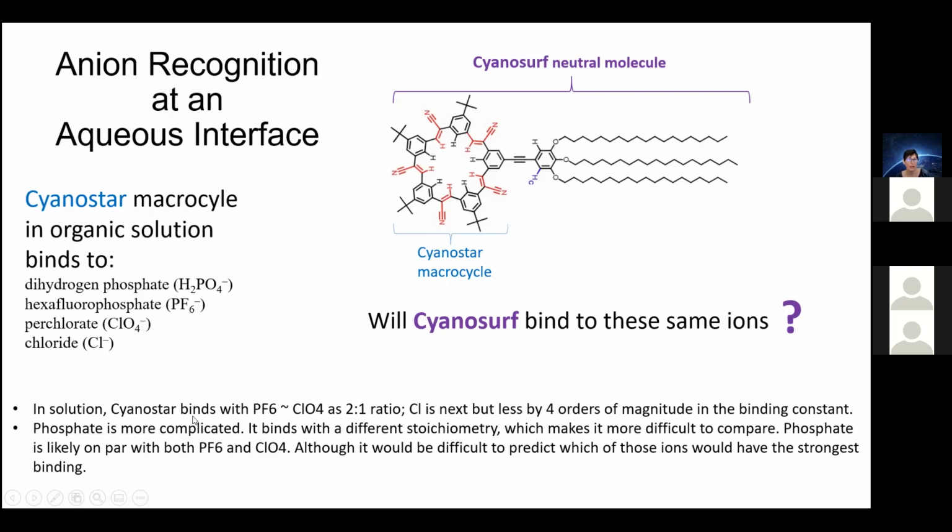So in solution, cyanostar binds PF6 approximately the same as perchlorate, at a 2 to 1 ratio. The chloride is next, but about 4 orders of magnitude lower in binding constant. Phosphate, according to AMAR, is a lot more complicated and binds certainly with different stoichiometries in bulk organic solution.